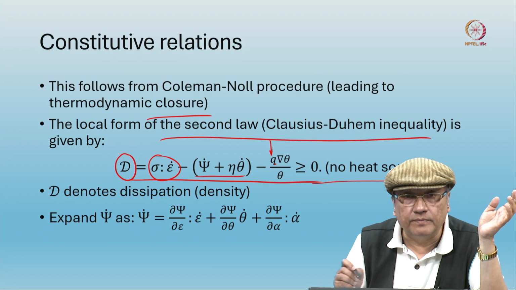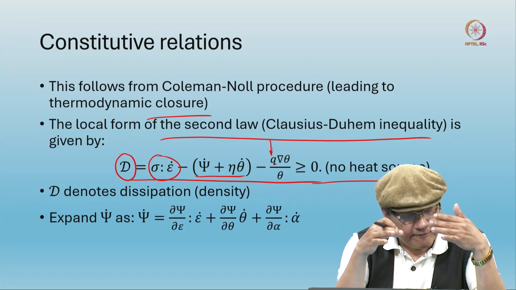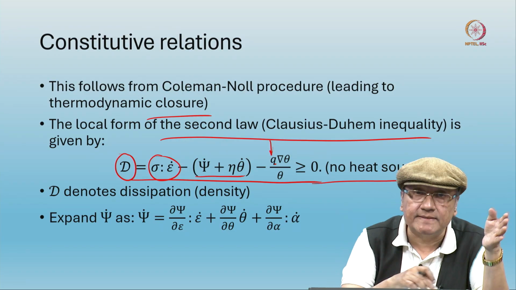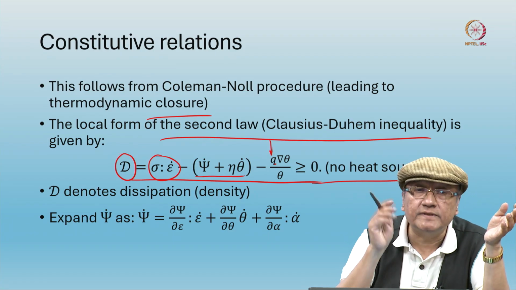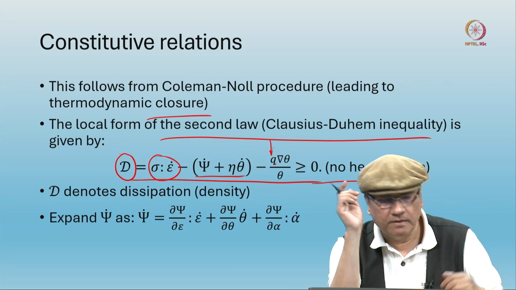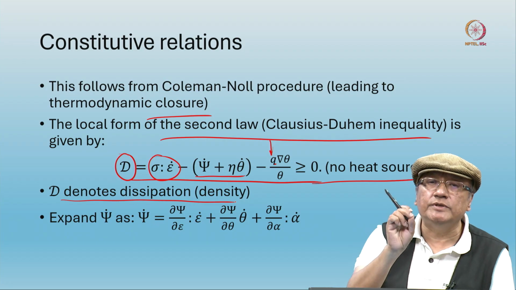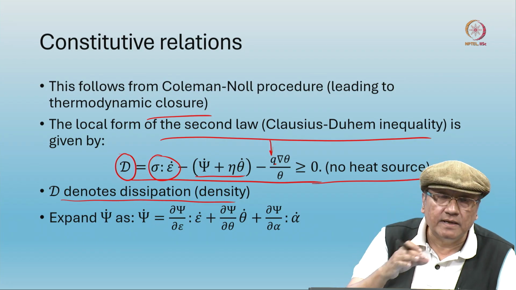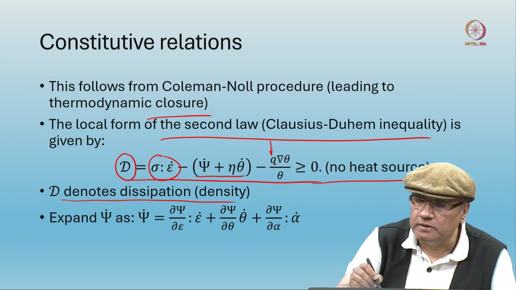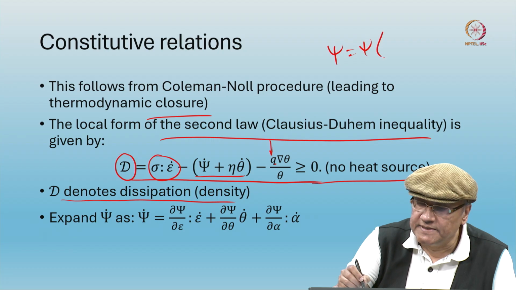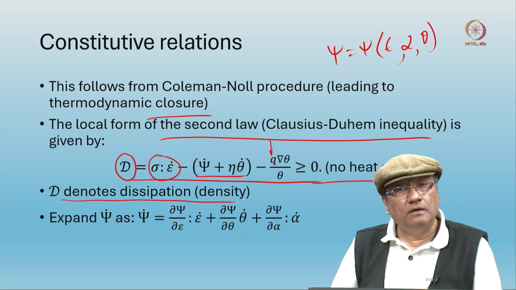You remember this form. If you do not, please stop this lecture for the time being, flip back to those portions where we discussed this by combining the two laws, and make yourself comfortable with this form of the dissipation inequality. So, D here denotes the dissipation, basically a dissipation density per unit volume, point-wise, for every point. So, psi now is a function of epsilon, alpha and theta, all right.